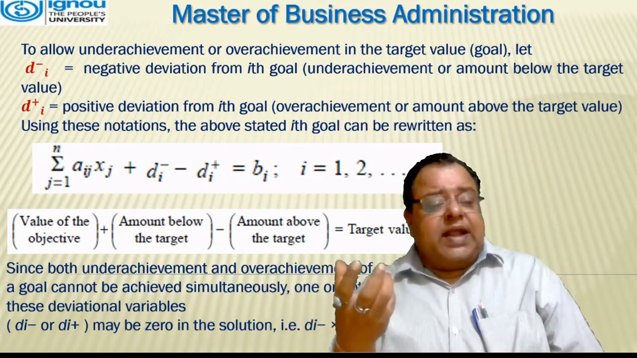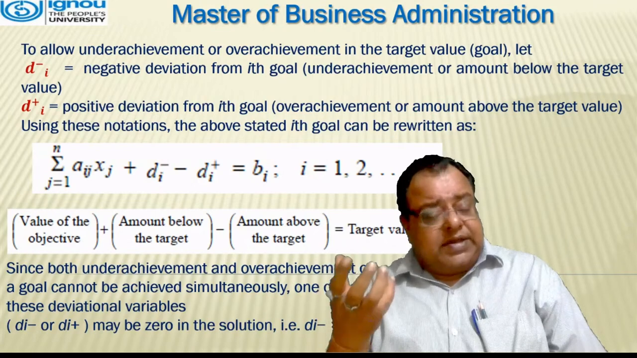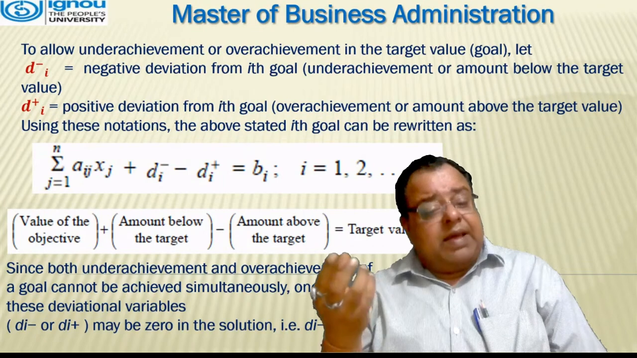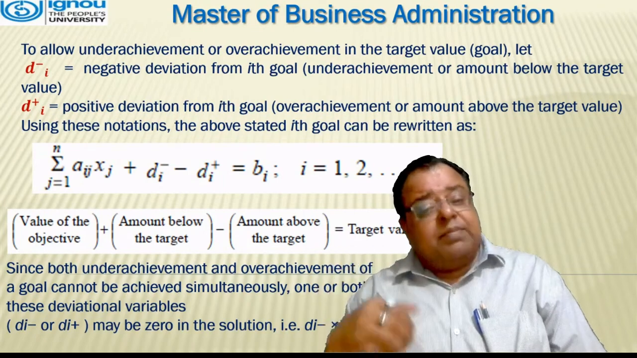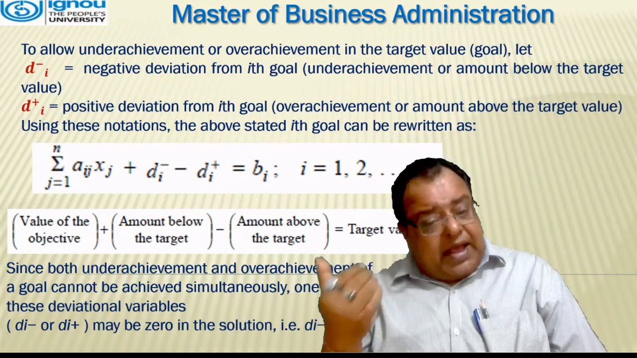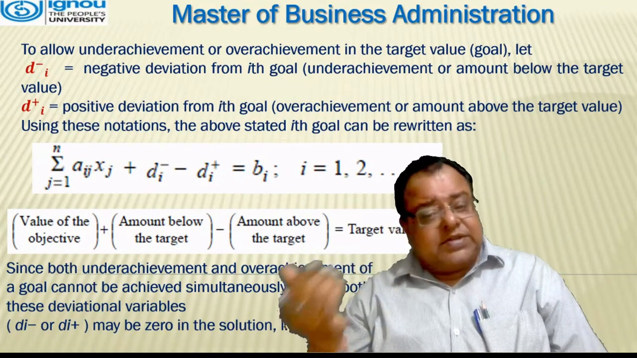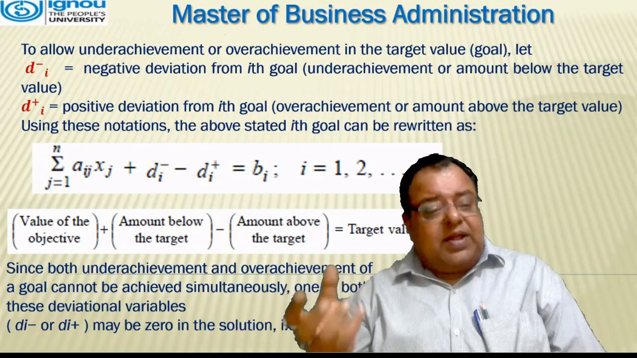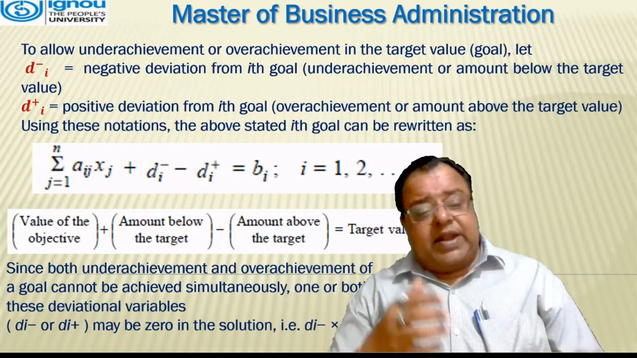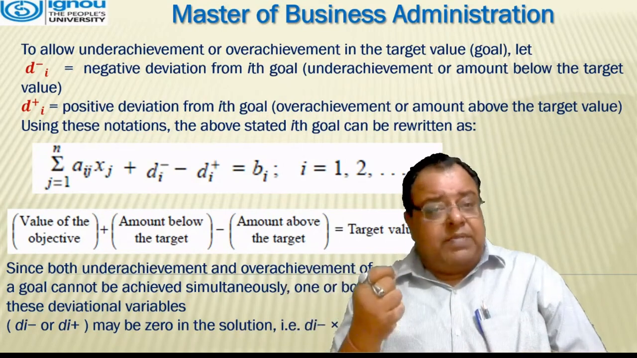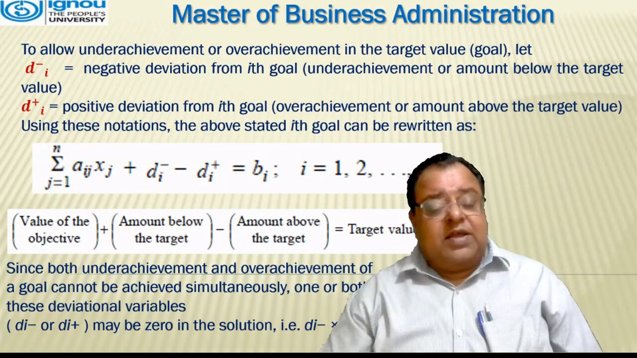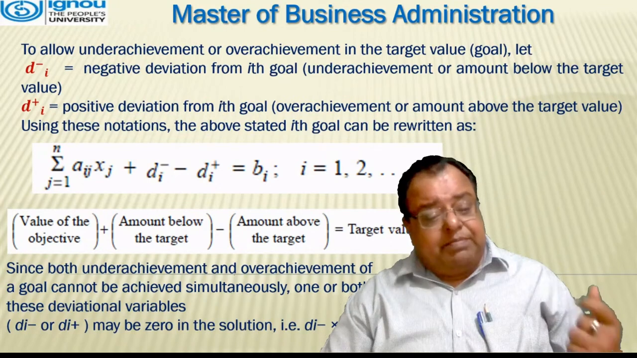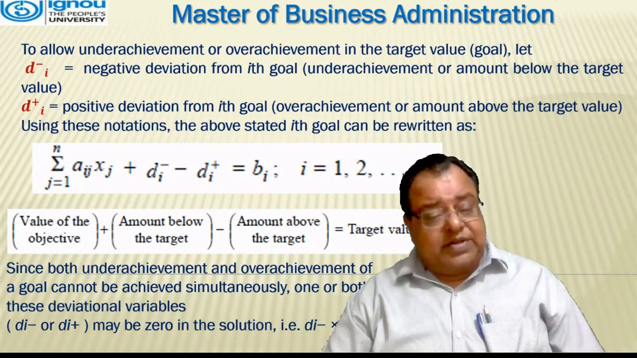Mathematically, what we can say is that it is basically a combination of the value of the objective plus the amount below the target minus the amount above the target, which is equal to the target value, which is the goal. Since both underachievement and overachievement of a goal cannot be achieved simultaneously, one or both of these deviation variables may be zero in the solution.